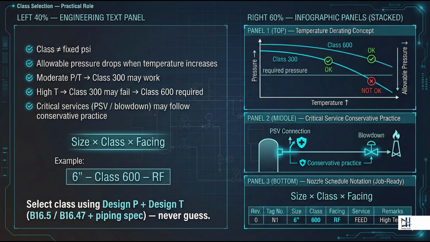So the key message of slide 11 is simple. Select class using design pressure plus design temperature as per B16.5, B16.47 and project piping specs. Never by guess.